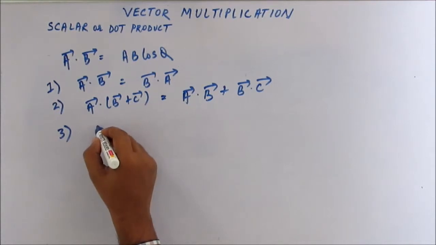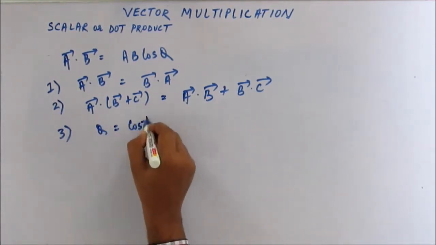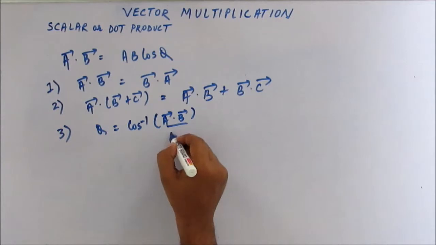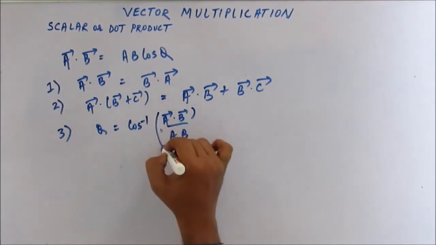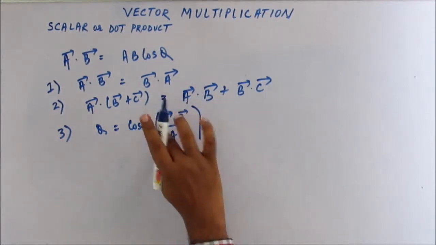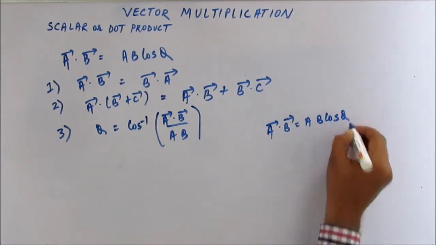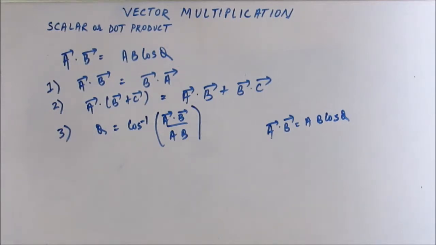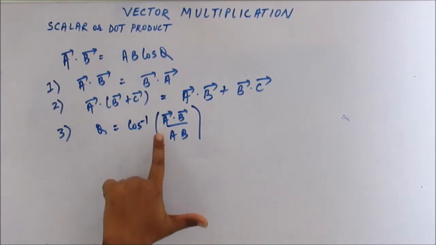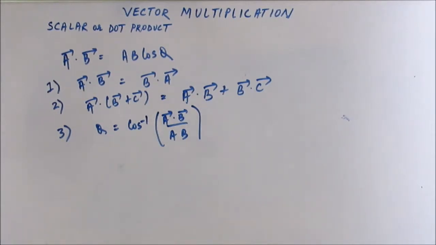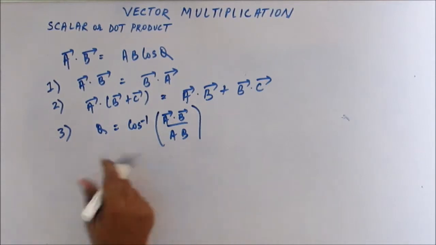Okay, the third thing you can see from here is theta is cos inverse of A vector dot B vector upon A into B. You get this from here: A vector dot B vector is equal to AB cos theta. So cos theta is A vector dot B vector upon AB, and theta is cos inverse of A vector dot B vector upon AB. This is a very important relation, because if you know the vectors, you can calculate the dot product and you also know the magnitudes, and hence you know the angle between the vectors, which will be very much required. We'll solve problems based on this in a while.